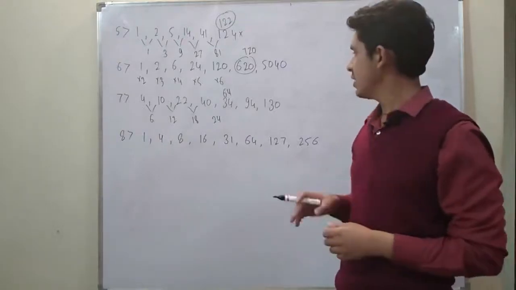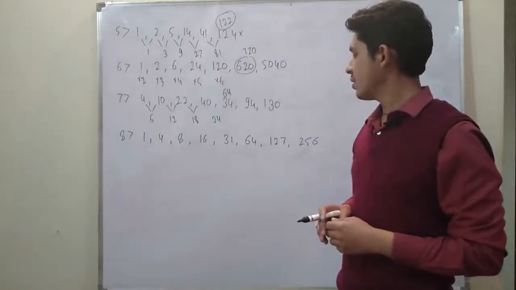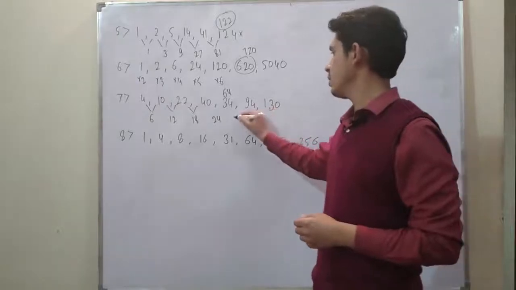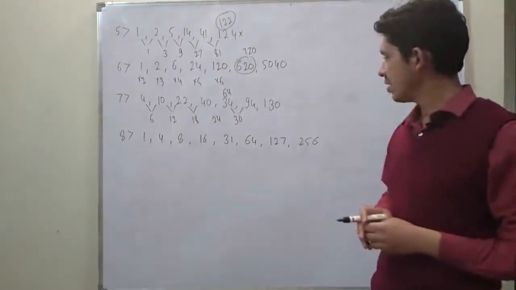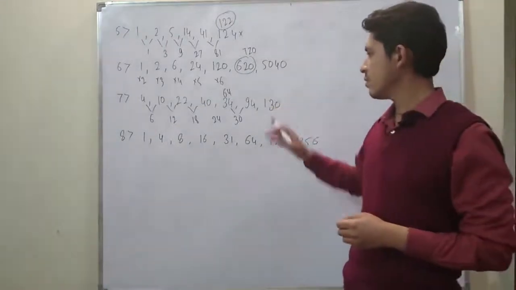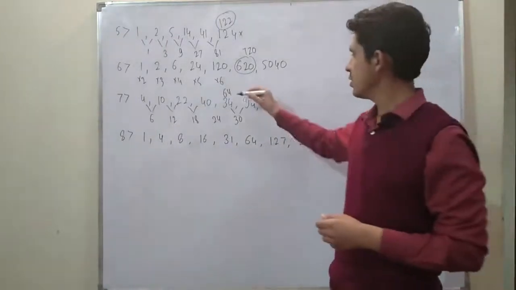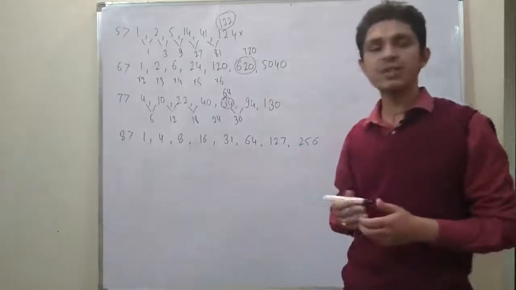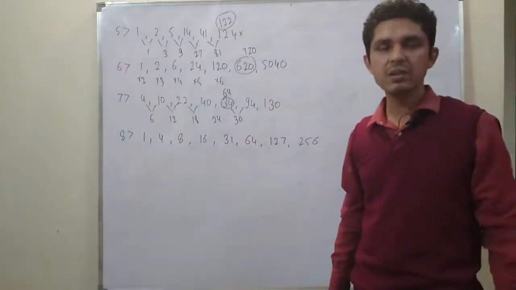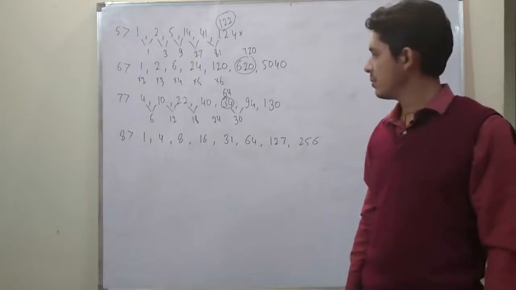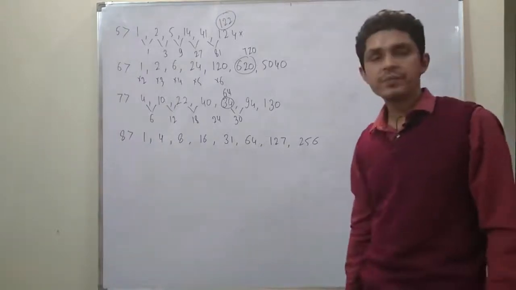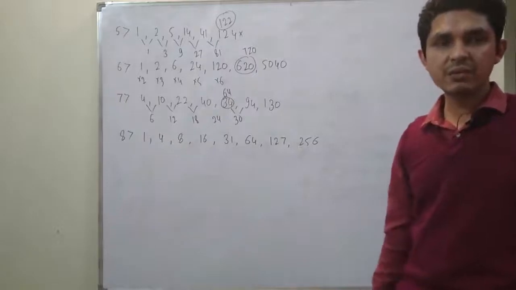And if we check the next digit, after 24, the difference should be 30. If we add 30 to 64, the number should be 94. So here the wrong number is 34. There should be 64 in the place of 34. Right? Okay, coming to the next one, question number 8. Okay, first you try to find out the pattern.